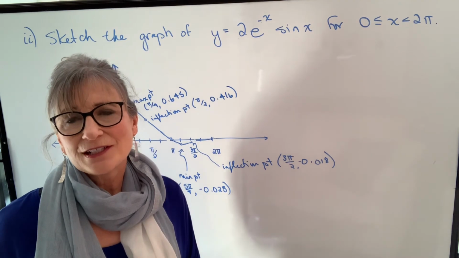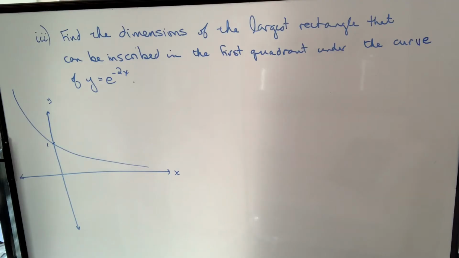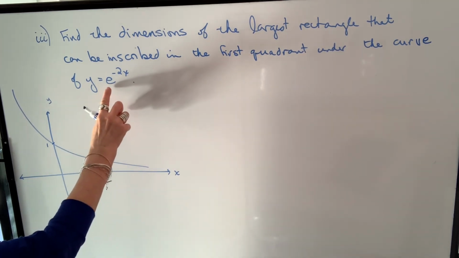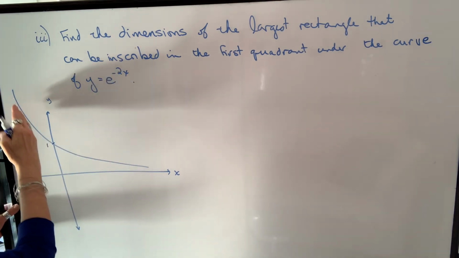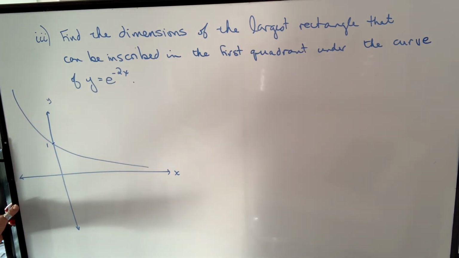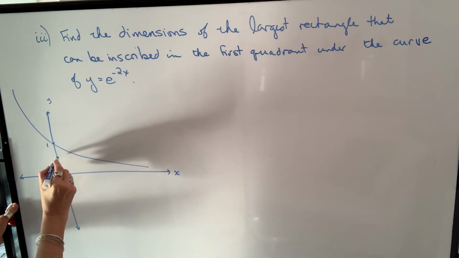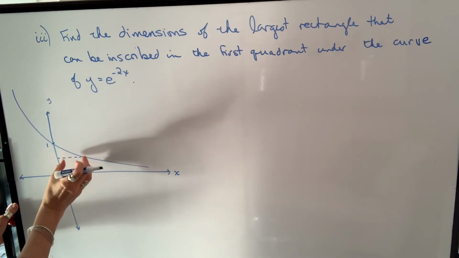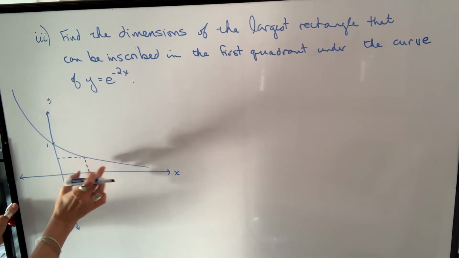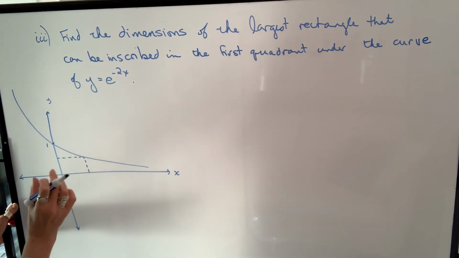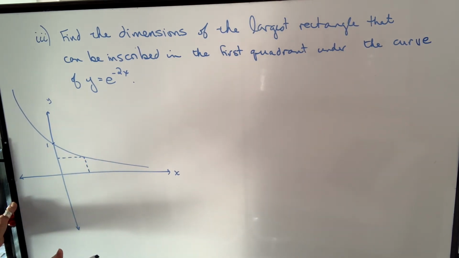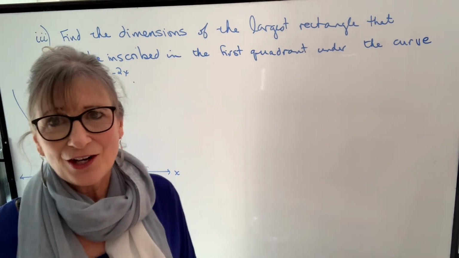Lastly, let's do an example of an optimization question. The question says, find the dimensions of the largest rectangle that can be inscribed in the first quadrant under the curve of y equals e to the -2x. So I've drawn that curve, and there's an infinite number of rectangles that can be inscribed under that curve in the first quadrant, but we want to find the largest rectangle. In order to do that, we need to maximize the area.